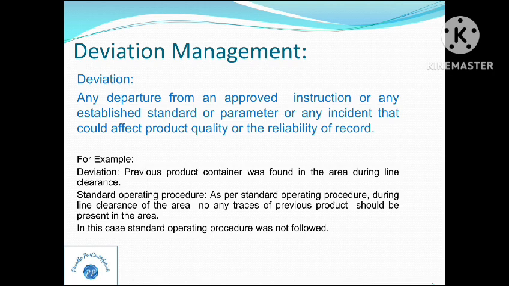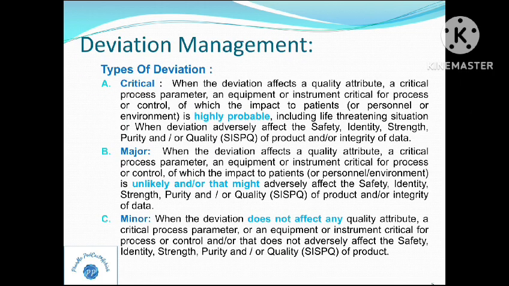So there can be n number of scenarios where standard operating procedure or protocol might not have been followed, and this can result in a deviation. Now we should understand the different types of deviations. So types of deviation, there are basically three categories: critical, major and minor.